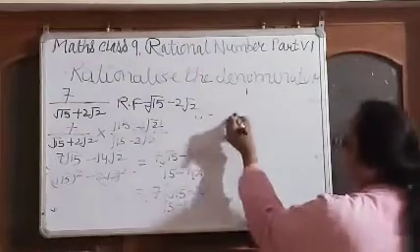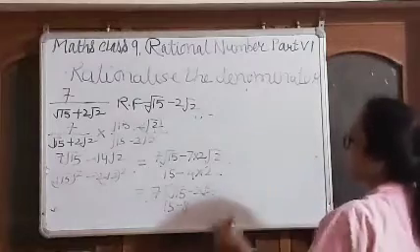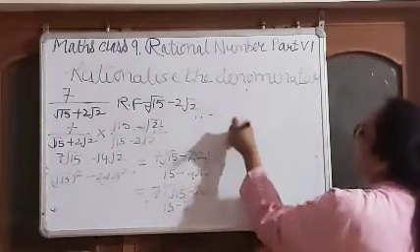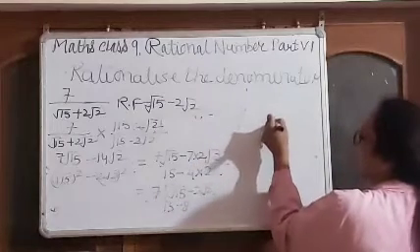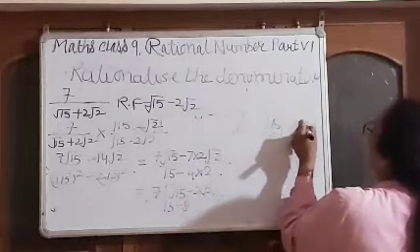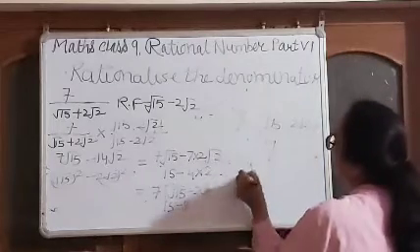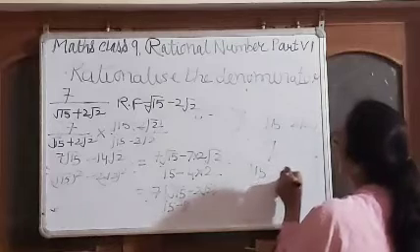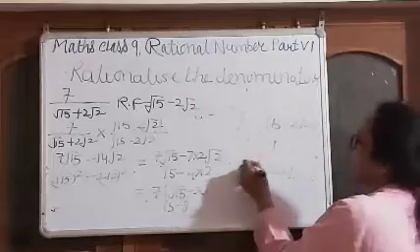The answer is what? 7 root 15 minus 2 root 2 upon 7, cancel. So the answer is root 15 minus 2 root 2. Our answer is root 15 minus 2 root 2.